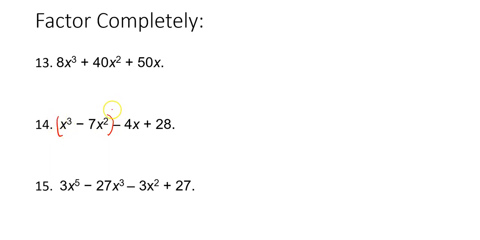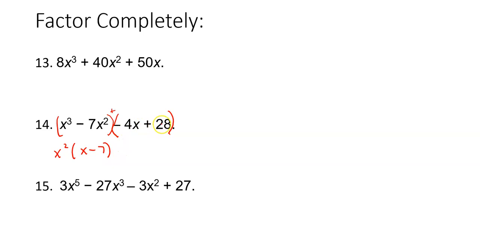This one looks like a grouping one because I've got 4 terms, so I group. And you notice when I put that plus sign, I then include the negative with the 4x. So what terms do these have in common? They have an x squared in common. x to the 3rd divided by x squared is x. 7x squared divided by x squared is just 7, so in this case, minus 7. Look at the next one.